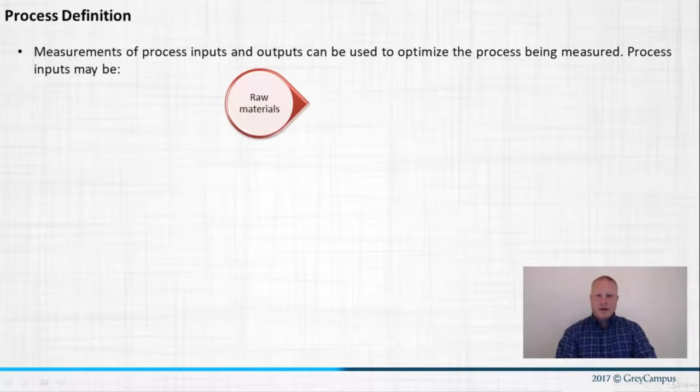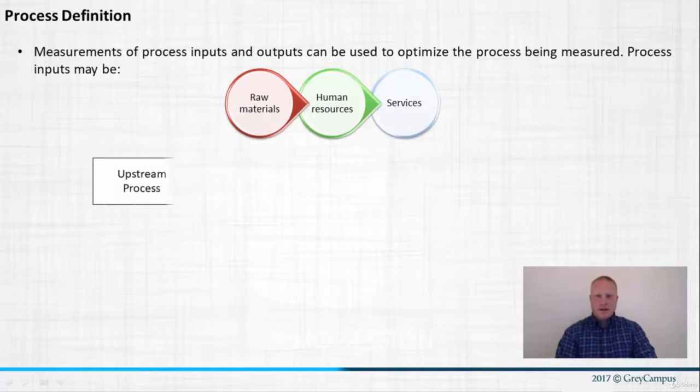Let's first talk about a process. There are inputs to a process, often called X's or factors. We're able to manipulate those factors in order to get certain outputs of a process.